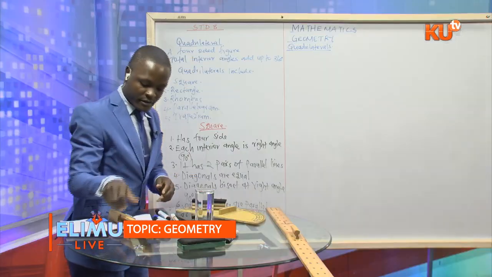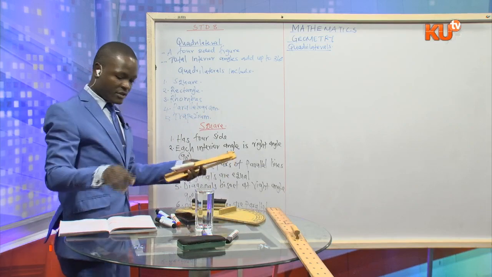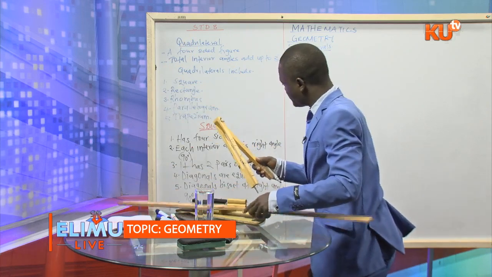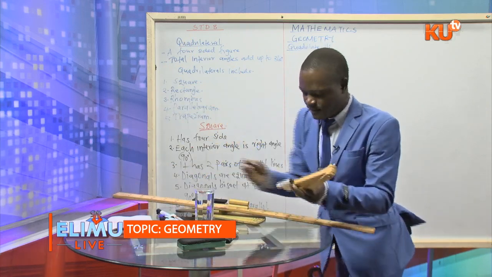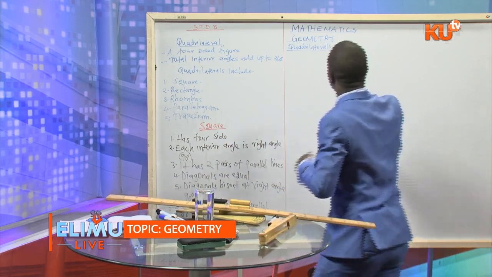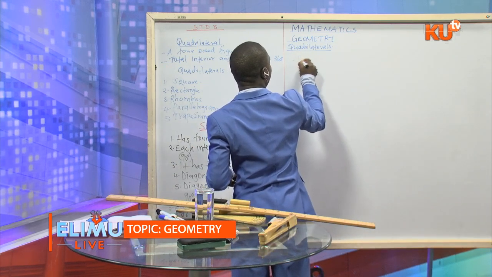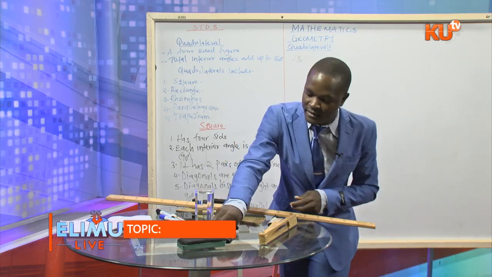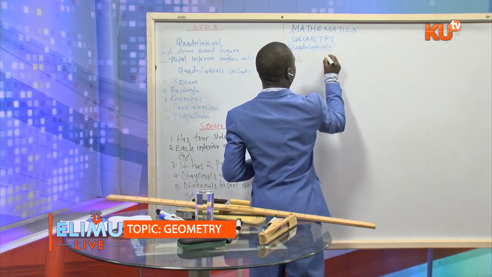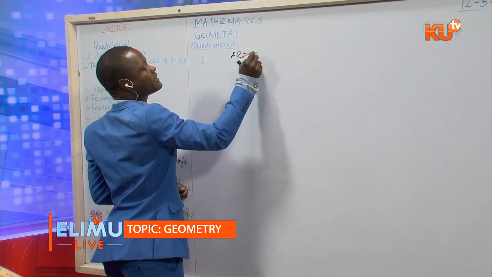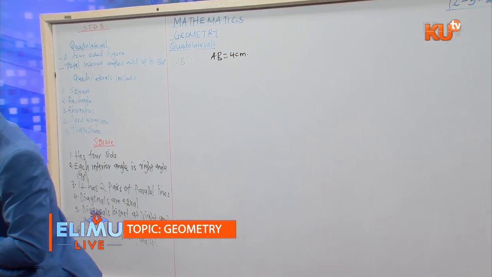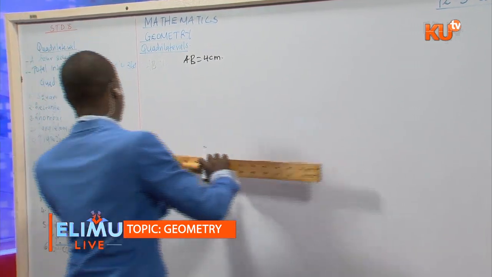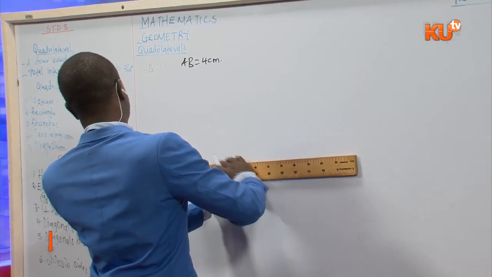Okay, very fast, let me draw it for you here. We can draw square ABCD with sides AB of 4 centimeters. We start by drawing a straight line.